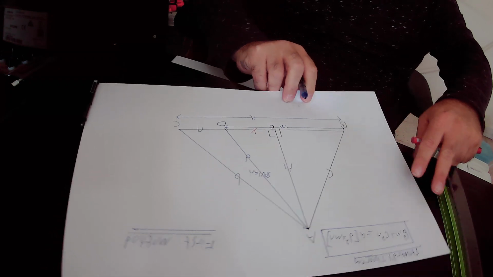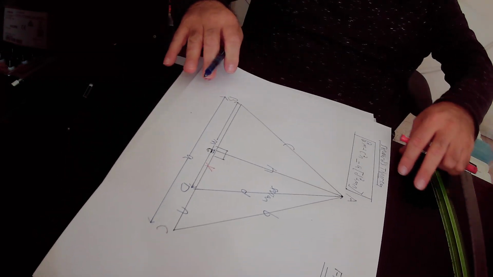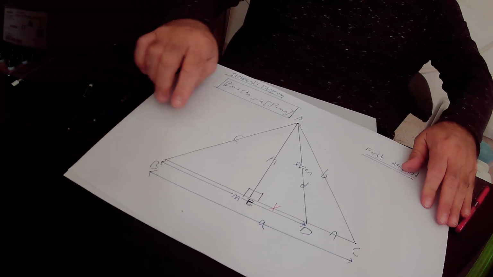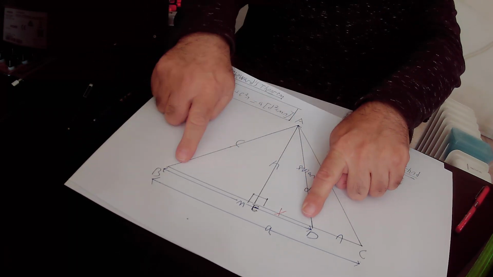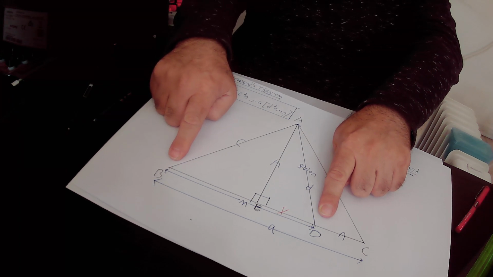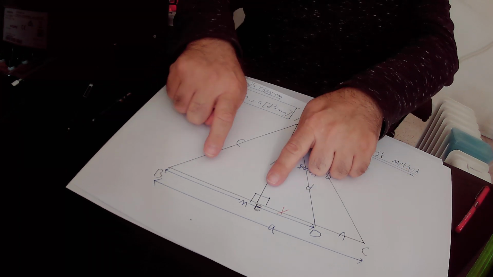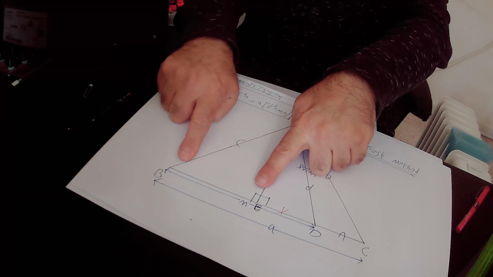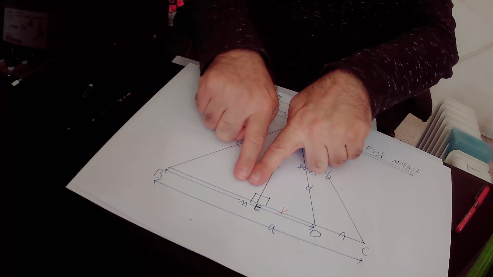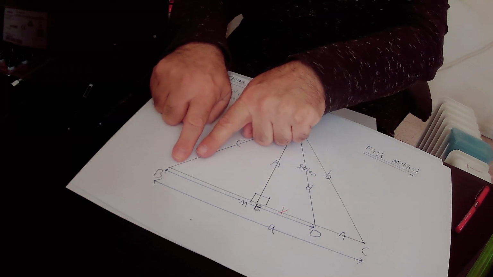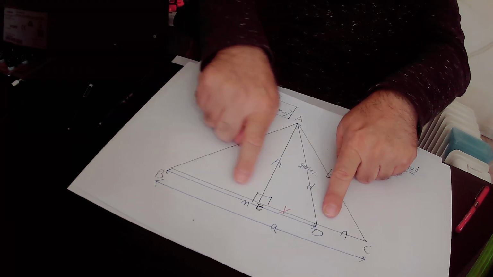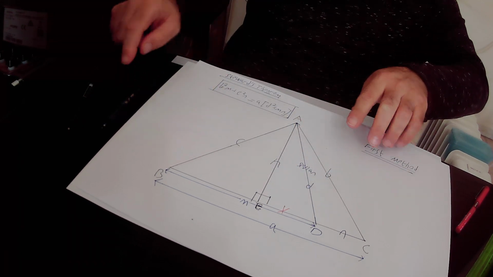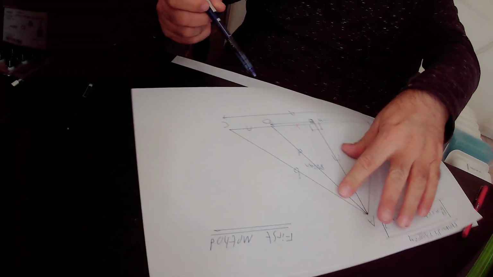What is the length of line segment BE? From the drawing it is very easy to see that BE equals BD minus ED. Again, BD minus ED equals BE.